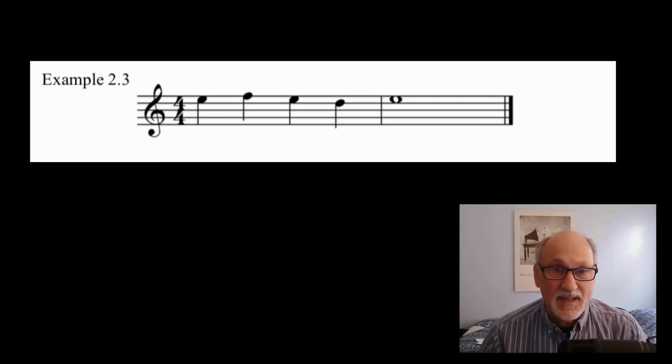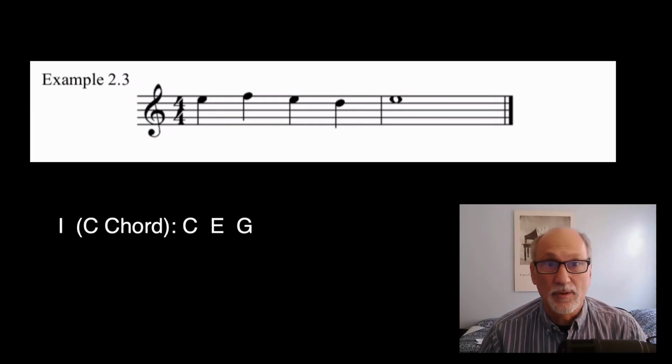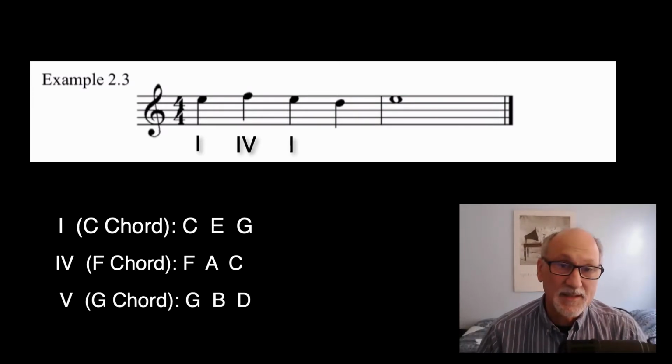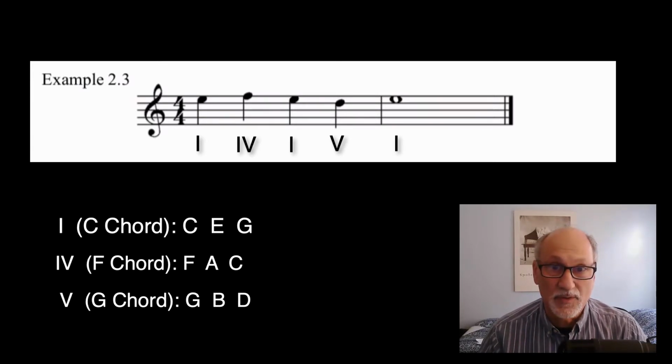The first note is E, and the C chord, the 1 chord, has that pitch. The next note is F, and the F chord has that pitch. Back to E, so the 1 chord, and then D, and the only chord that has the D is the 5 chord, and then back to E, and that's the 1 chord. Again, we're only using 1s, 4s, and 5s for now.